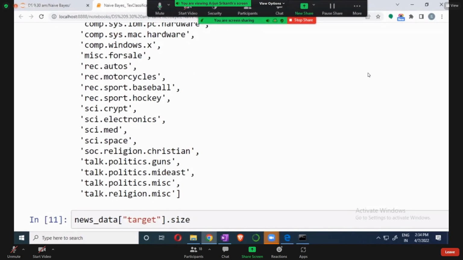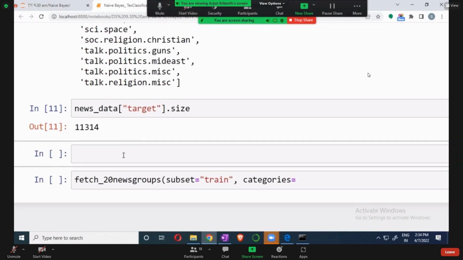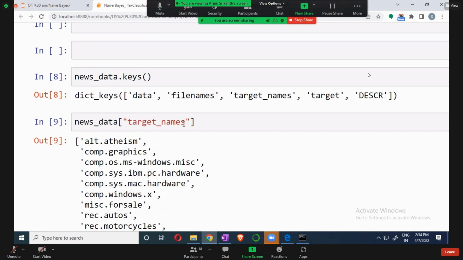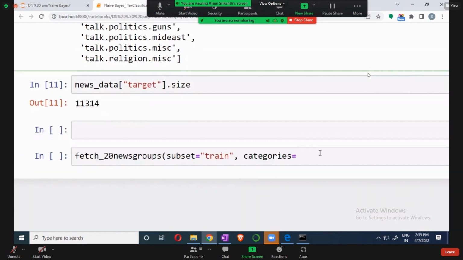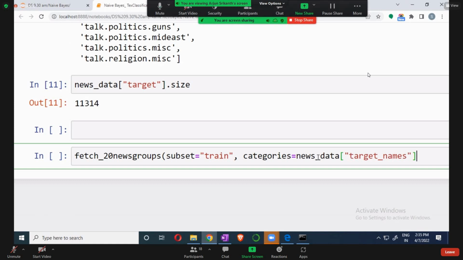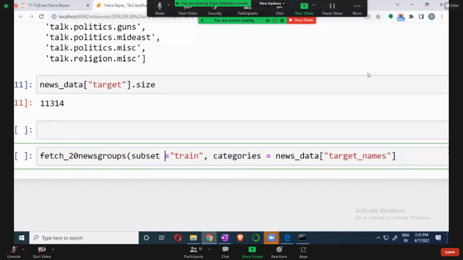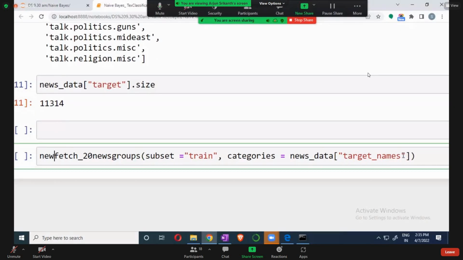Okay, records are so many, but the types of values are these. Now in these categories, I will give you the target. This subset is the train. Categories is nothing but the target names. And this one I will give the name as train data, news underscore train. Right, guys?